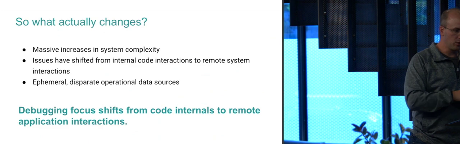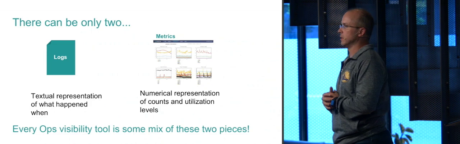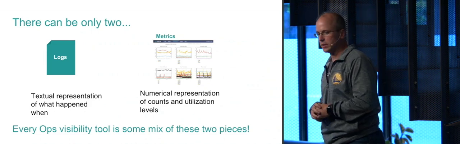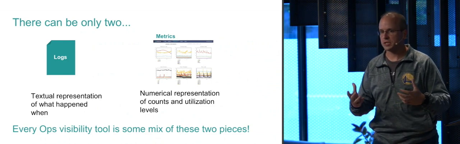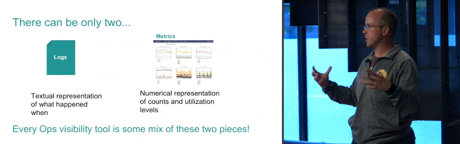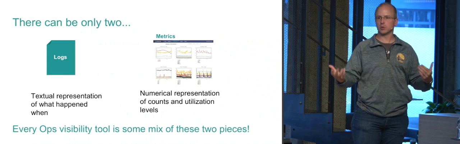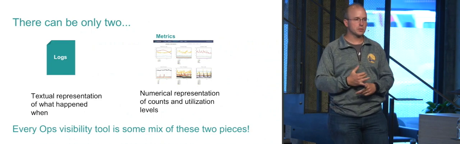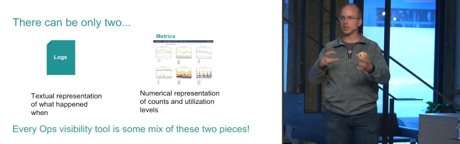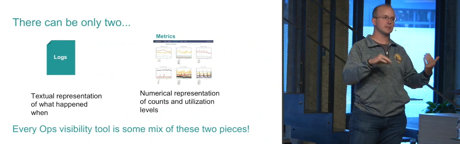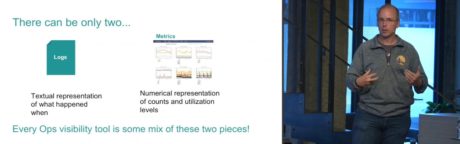So when you look at an operations environment, you really only have two data sources. And these get composed in all sorts of really cool ways like New Relic and in other places. But really, you're looking at logs, which are just a textual representation of what has happened when it's happened, and you have metrics. Metrics are numerical representations of your counts and your utilization levels. Depending on how you stick those back together, you're going to be able to slice and dice your environment and see what is going on.